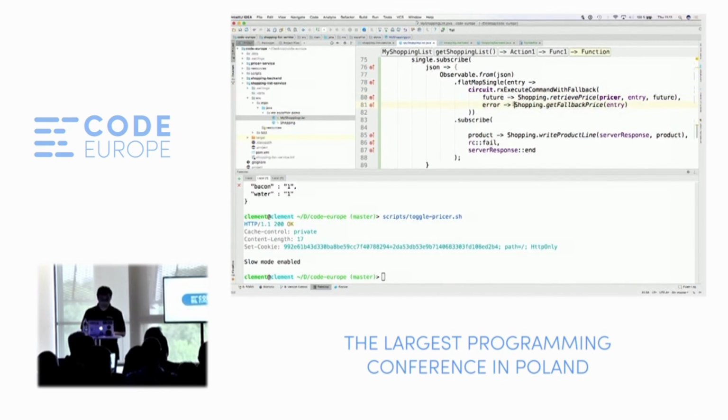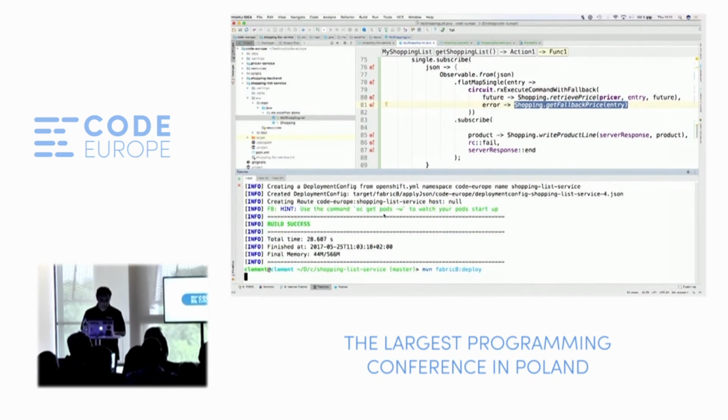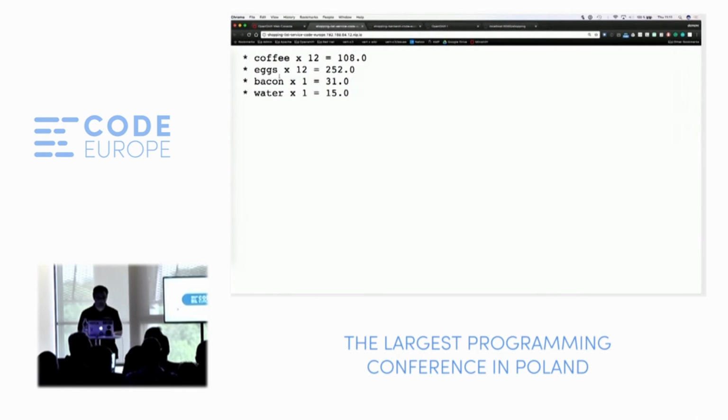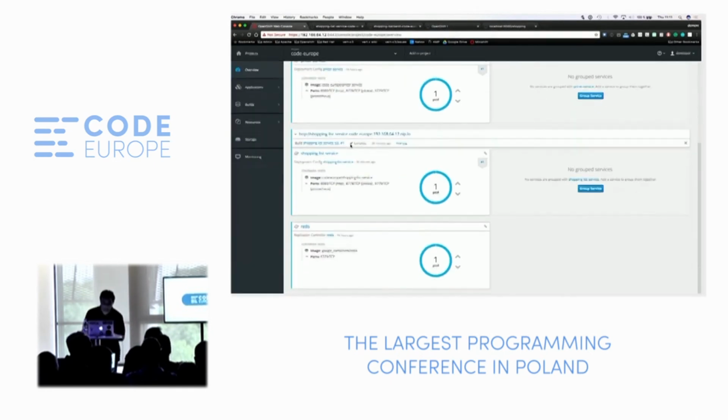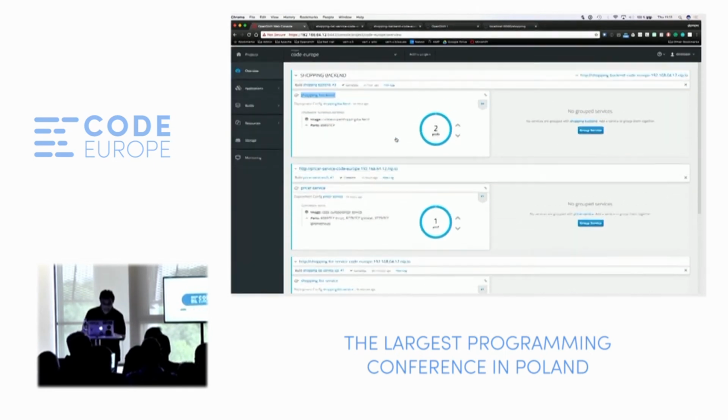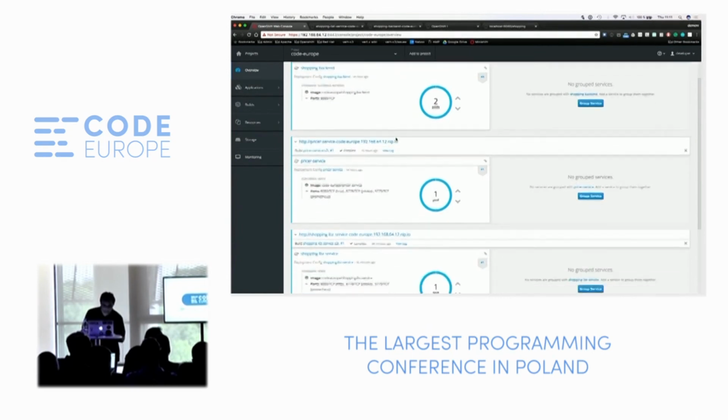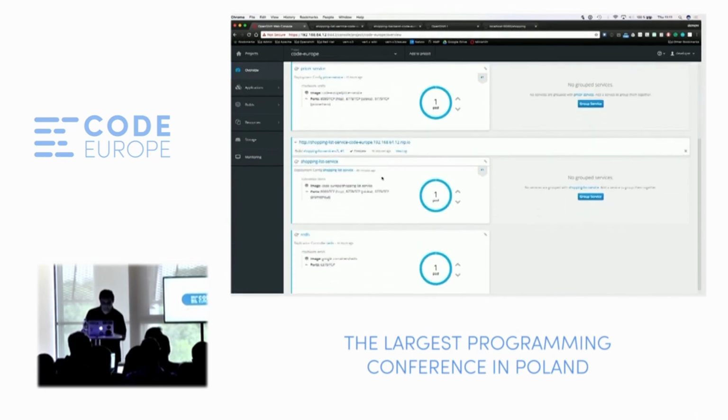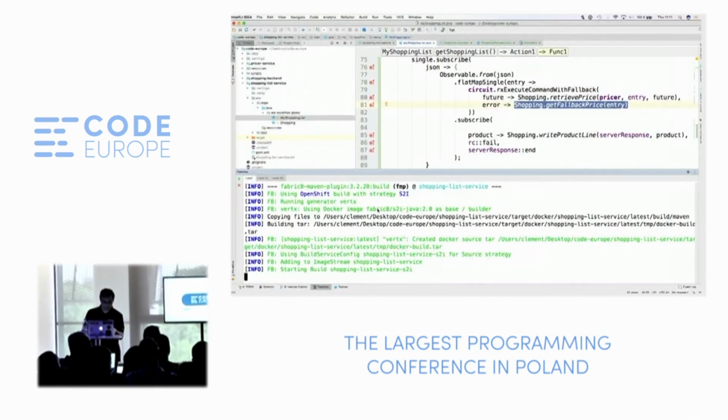If I deploy this again, rolling update again, because I don't want to have downtime to my system, we never know. Where is this one? Shopping list service. It's going to open here. Starting S2I build. Okay, we have the build running here.